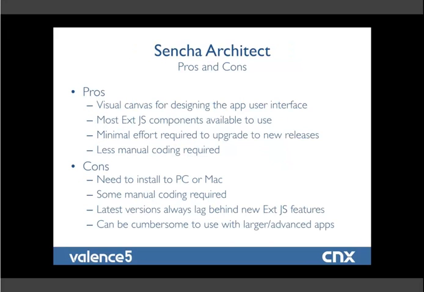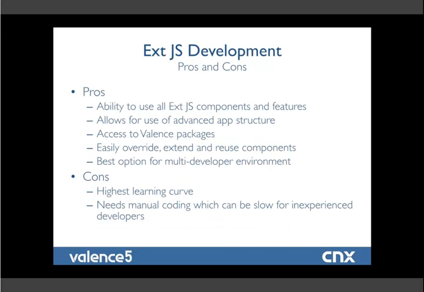For method 2, using Sencha Architect, the pros are that you're working with a drag-and-drop visual editor, and most of the framework UI components are available. The architect works with metadata so that minimal effort is required to upgrade from one release of the framework to another, and the amount of manual coding required is lower than in method 3. The main cons is that you have to install a tool on your machine. It does require some manual coding and new UI features that may not be supported right away as the framework is updated. And all the clicking around in the IDE can sometimes be a bit cumbersome, especially for advanced developers.